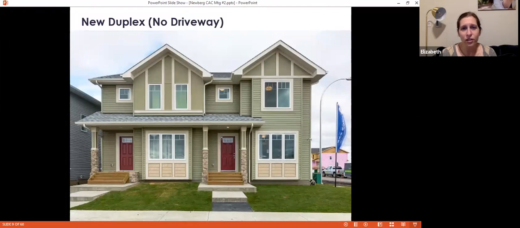And here's another newer example. You can see they've added a different architectural style, and just pointing out as we look through this and others, where's the driveway? In this example, you really are able to see more of the front yard and the duplex itself because the driveway is tucked behind, and there's access to the garage that way. Next.